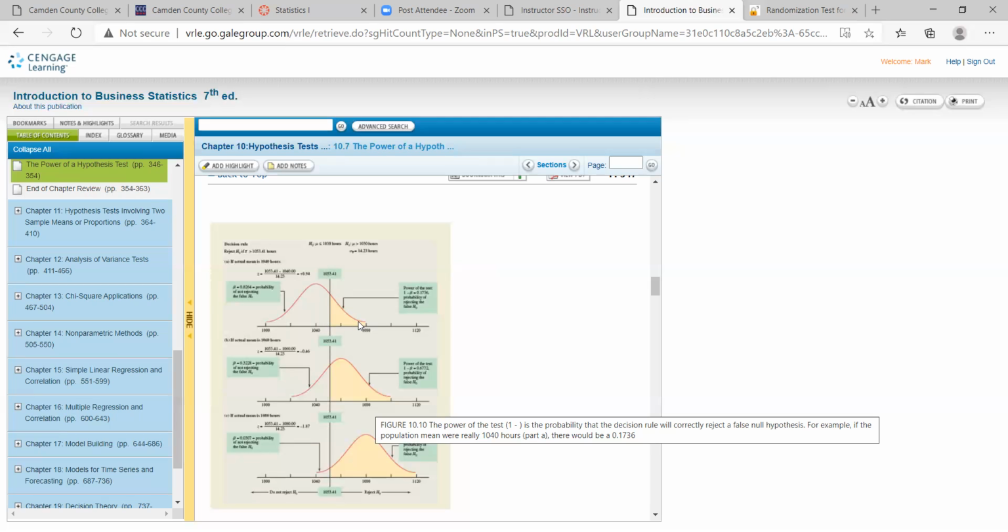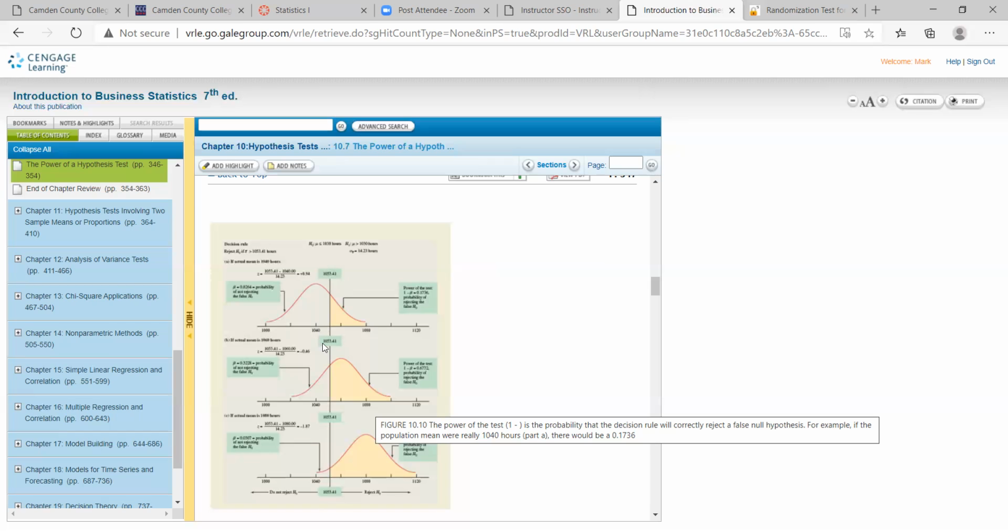So this probability here, in this region here, is the probability of rejecting the null when the alternative is 1,040. This is, excuse me, the power of the test. It's the power of the test for what? The assumed value of 1,040.